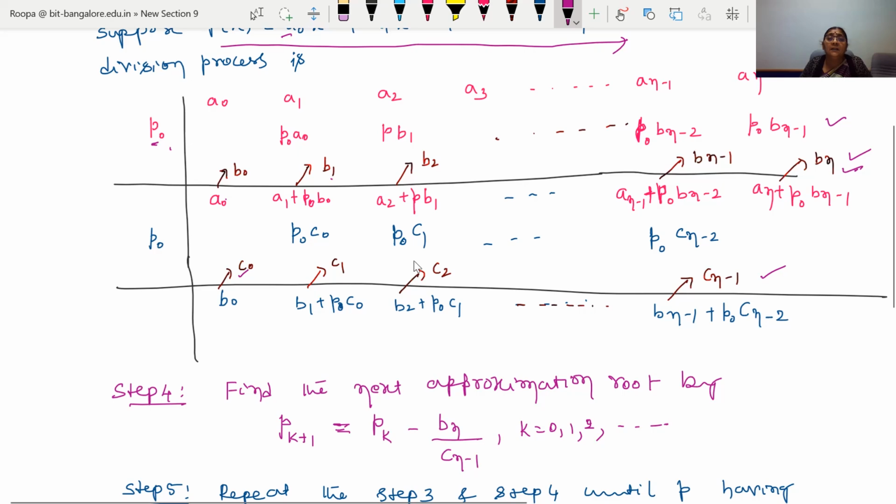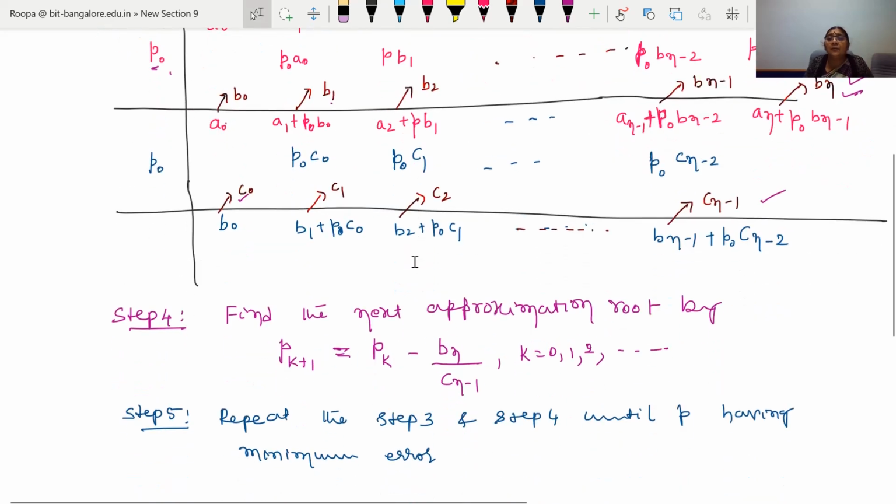Now once we get c0, c1, c2, up to c(n-1), in the next step, find the next approximation root by using the iteration formula: p(k+1) equals pk minus bn divided by c(n-1), for k equals 0, 1, 2, 3, etc. First iteration, second iteration. Repeat steps 3 and 4 with this new approximation value until p has minimum error. Once you get the minimum error p, take this as one of the roots of the given polynomial.